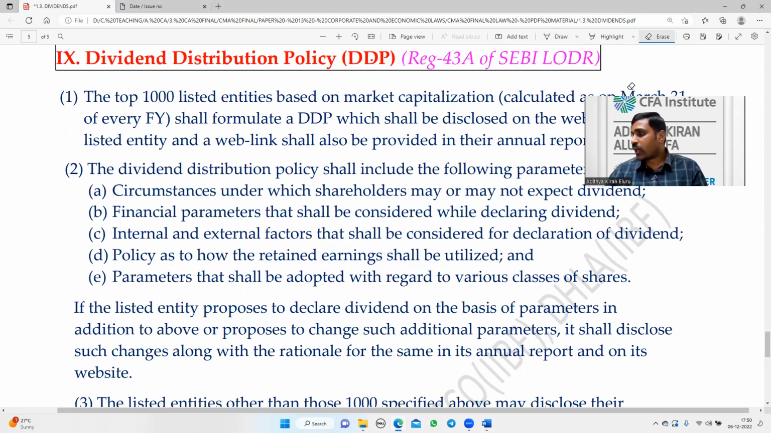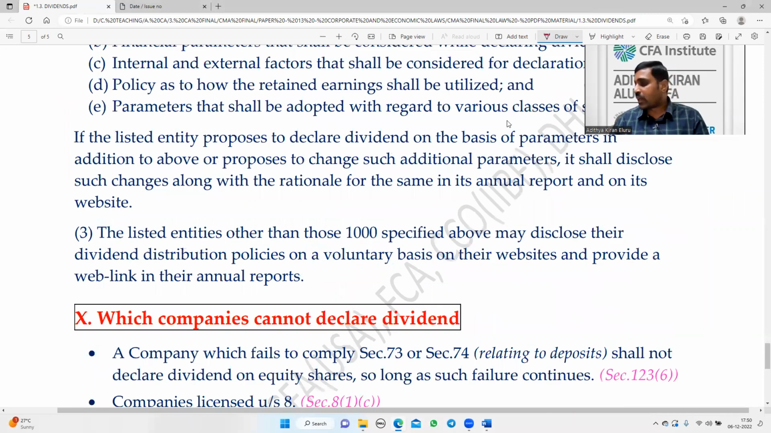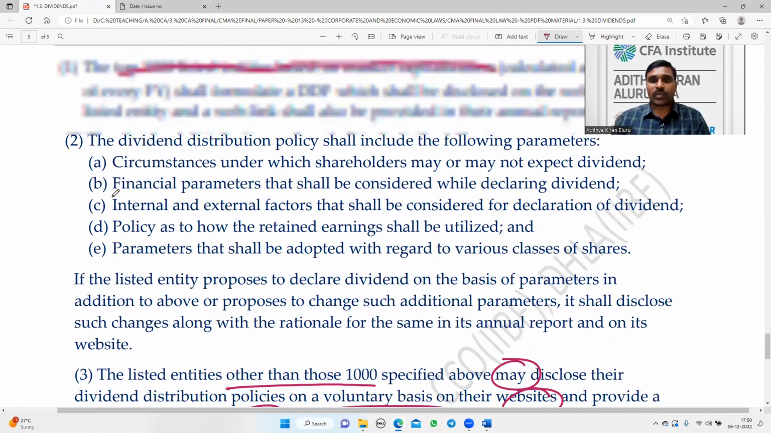Now the next concept: for other companies, it is not mandatory. Other than those, they may disclose their dividend distribution policy on a voluntary basis on their website as well as in the annual report. Other companies also can disclose it, but that is optional for them. So this is all about the dividend distribution policy.